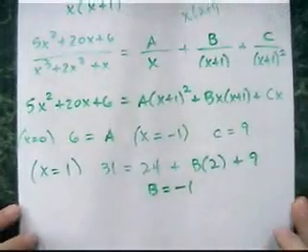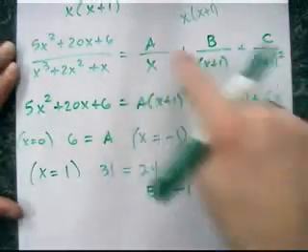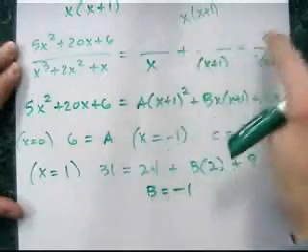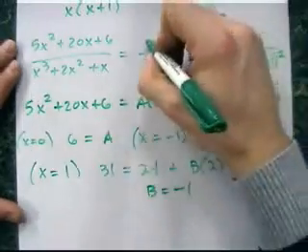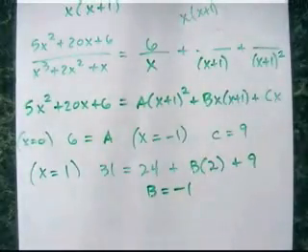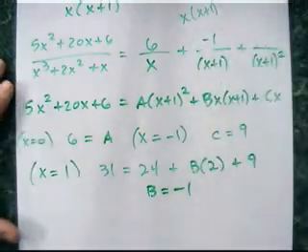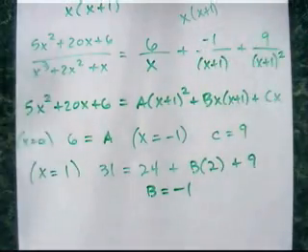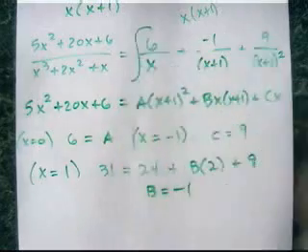So now you got a, b, and c. I guess I don't need to move it down. Now my a, b, and c are right here. I would just replace what a, b, and c are. And so the a I solved for was 6, the b I solved for was -1, and the c I solved for was 9. Okay, integrate all of that big mess, and you're done.